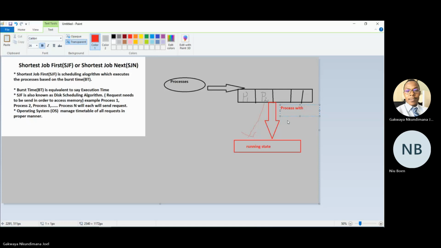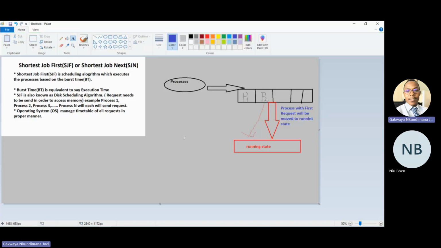A process with a fast request will be moved to the running state. So it will move to the running state. A process is going to come from here, the ready queue, to the process ready state. Now, if you have a fast request, we're going to move here based on the burst time given.